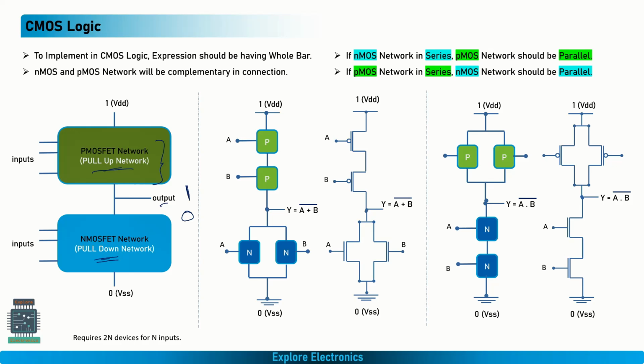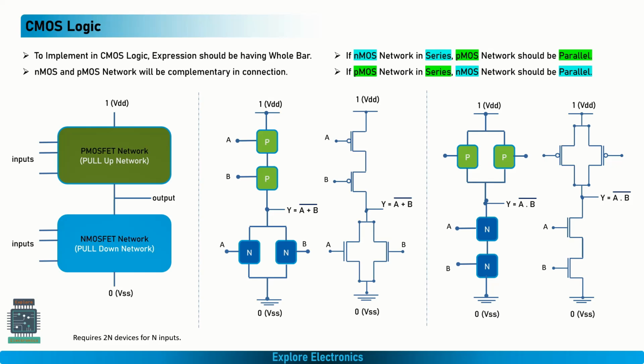In CMOS arrangement, the pull-up network is P and the pull-down network is N. And we know that if you want to implement (A+B) whole bar, the pull-down network should be in parallel with gate inputs and the pull-up network should be in series. Similarly, if you want to implement (A·B) whole bar, the pull-down network will be in series and the pull-up will be in parallel. These things we have already seen.